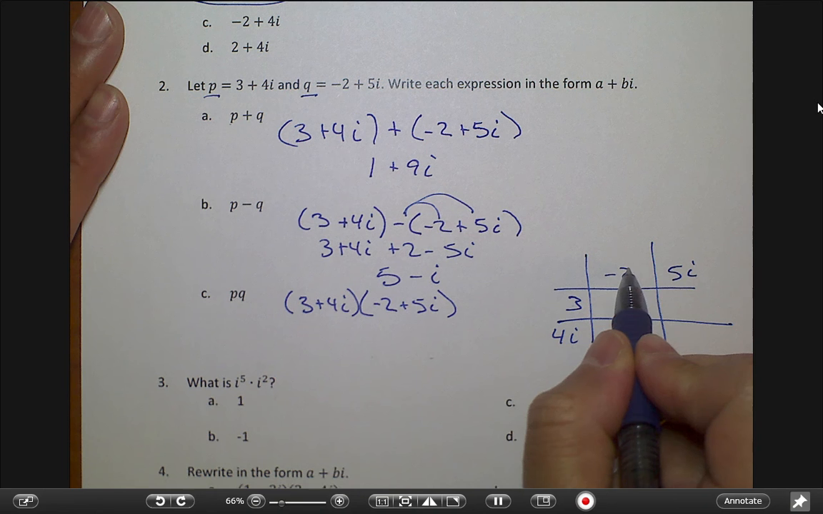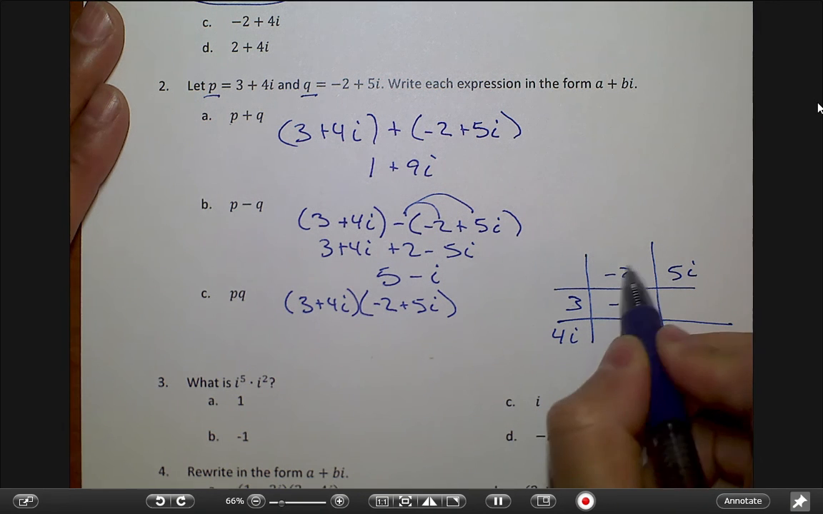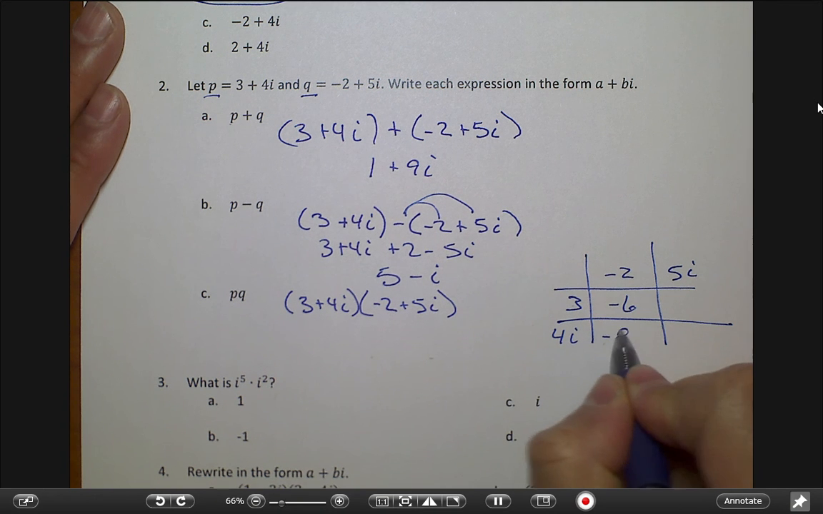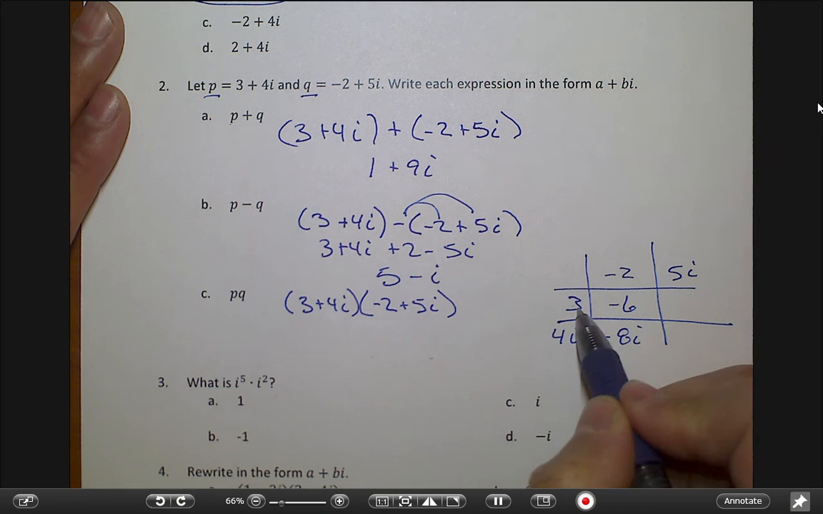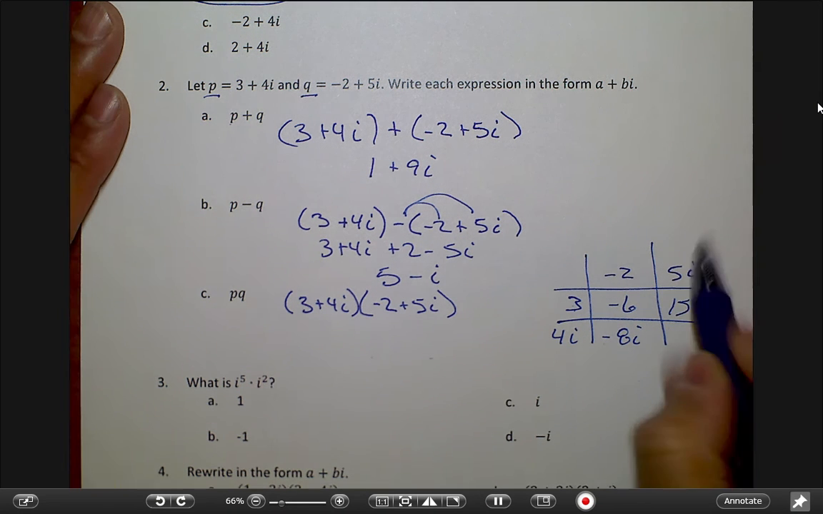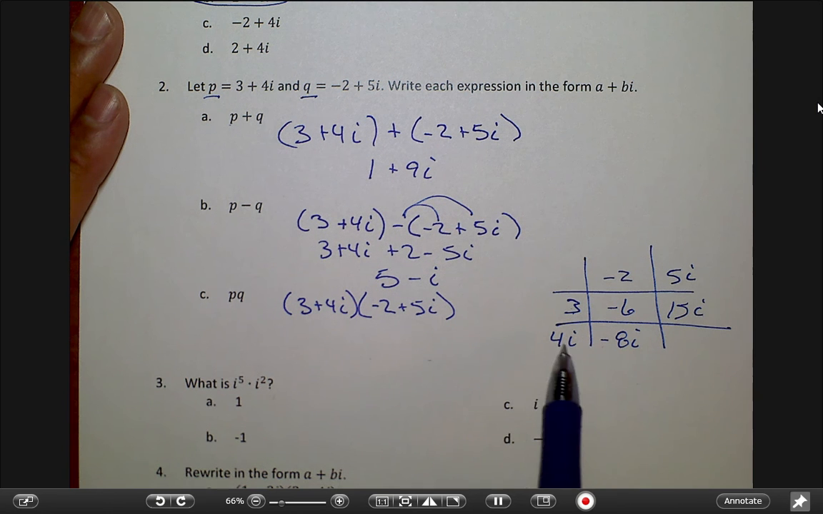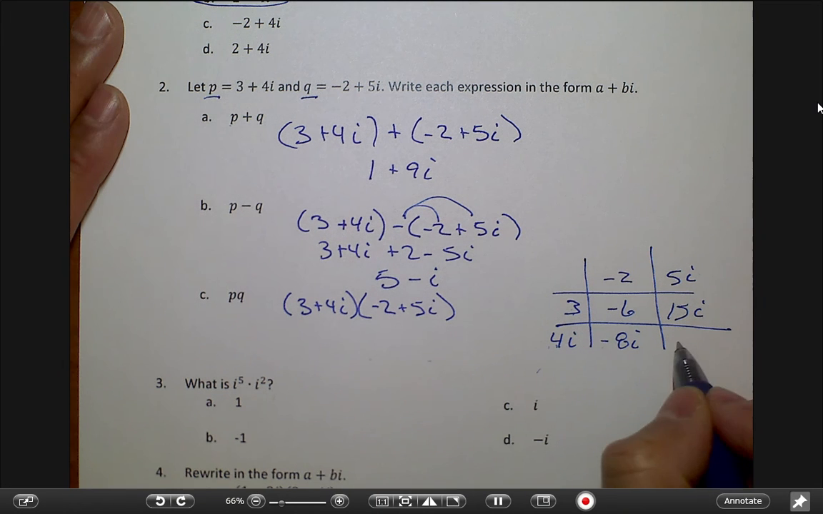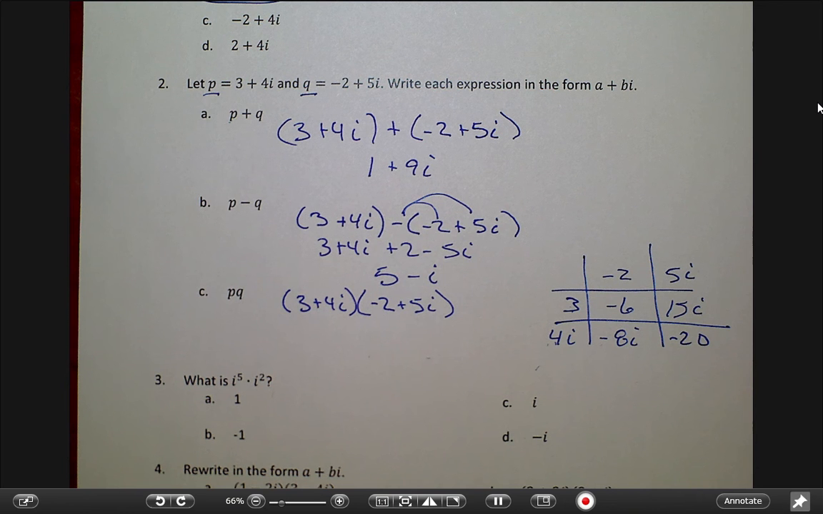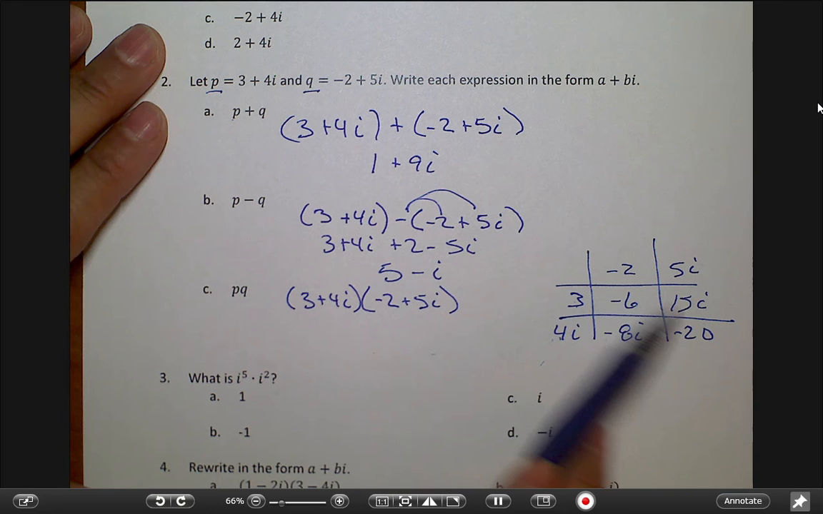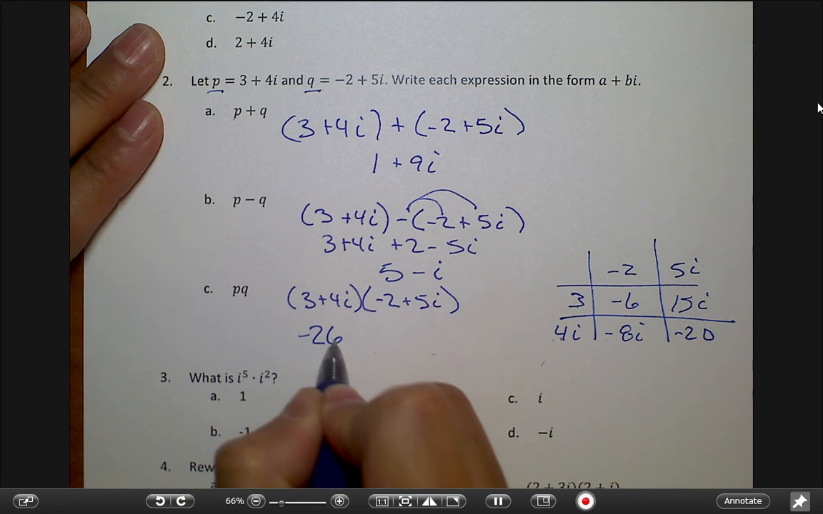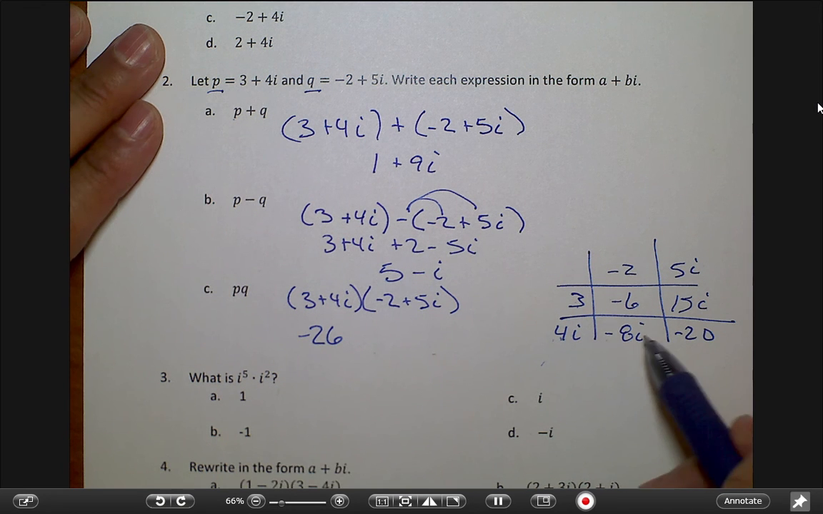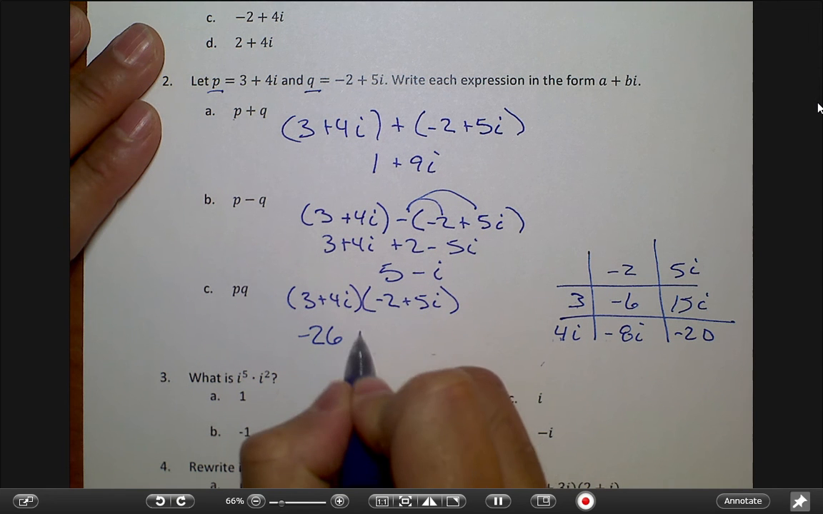So I get 3 times negative 2 is negative 6. Negative 2 times positive 4I is negative 8I. 5I times 3 is 15I. And 5I times 4I: the 5 times 4 gives me 20, and then I have I times I, which is I squared. I squared is always negative 1. So I have 20 times negative 1, which makes it negative 20. Now from this point, I have to combine my like terms. Starting off, my reals are going to be negative 26, very good. And my imaginary, I have a negative 8I and a positive 15I, which gives me, there you go.